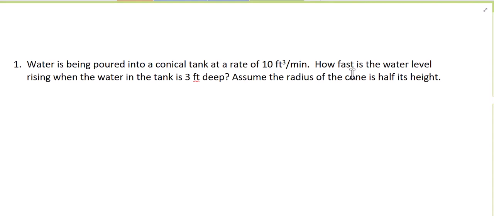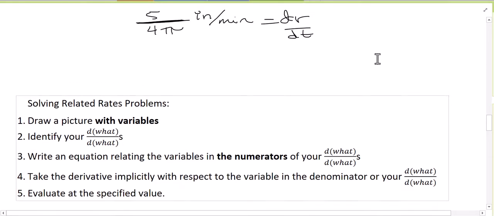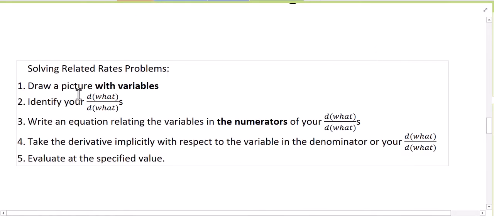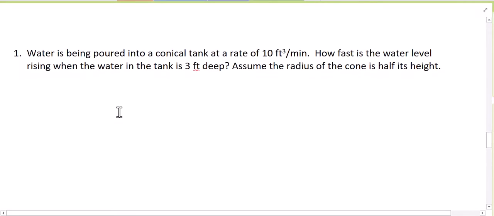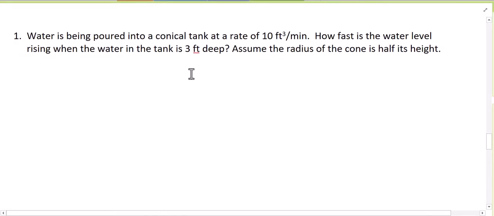So you have a conical tank and you have a rate given. You want to know how fast the water level is rising when the water in the tank is 3 feet deep. So go ahead and do step 1, step 2, and step 3 on your own and see what you come up with. Draw a picture with variables, identify your dwhat-dwhats, and write an equation relating the variables in the numerators. And then go on to part 2 of the Related Rates video series, and we'll solve it together.